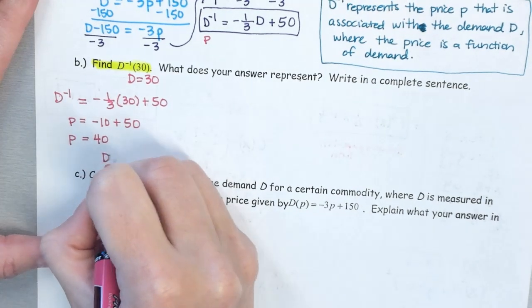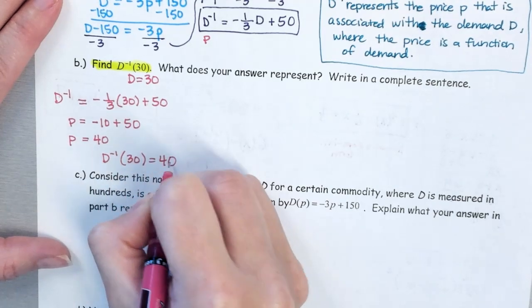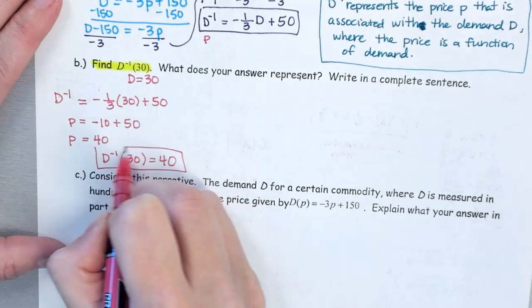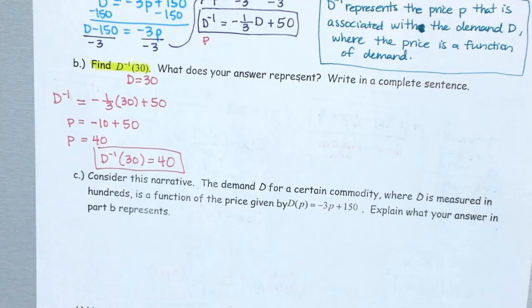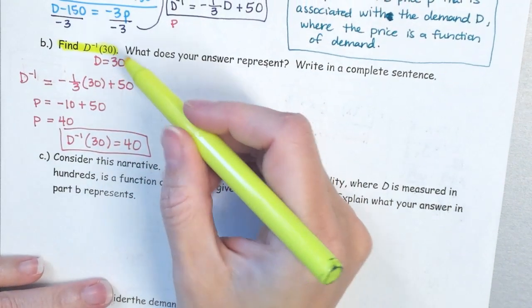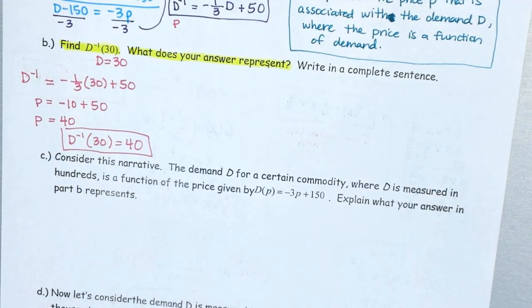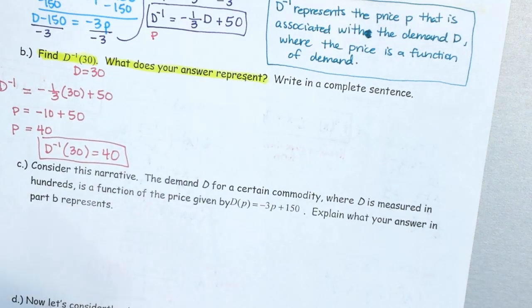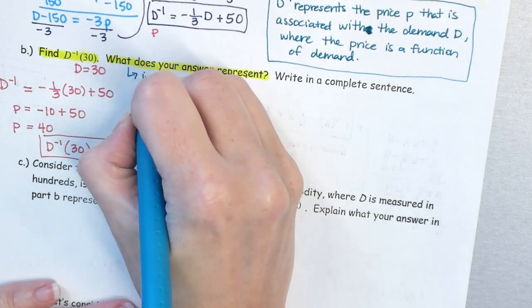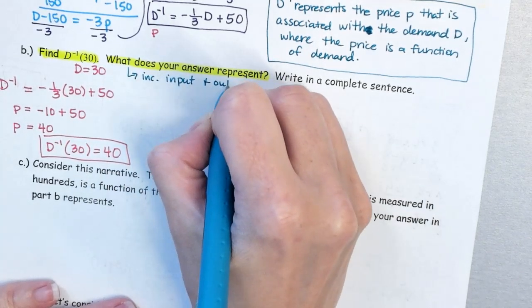Okay, so when you have the inverse of 30 equal to 40, we have to explain what this represents in the context. Okay, so your answer should include both the input and the output. So just include the input and the output values.